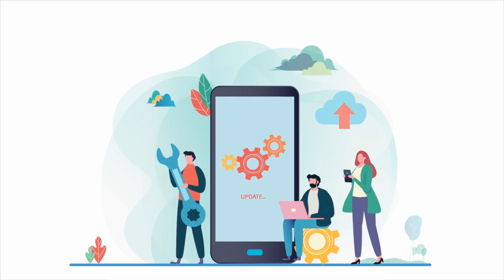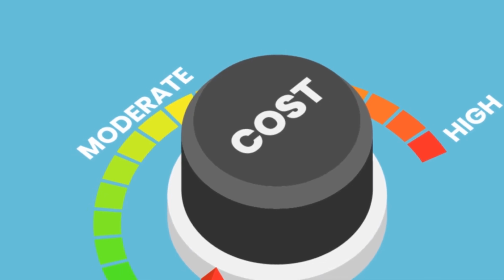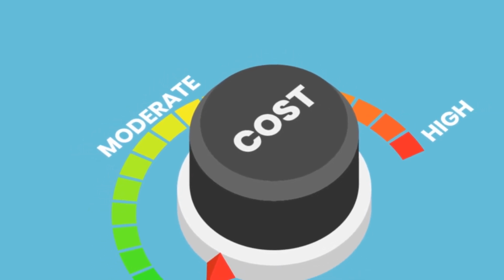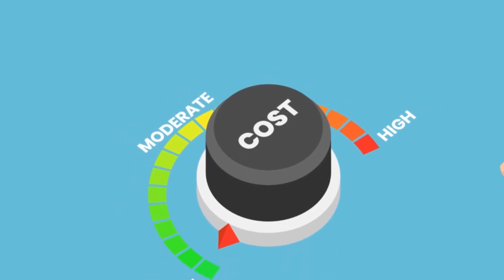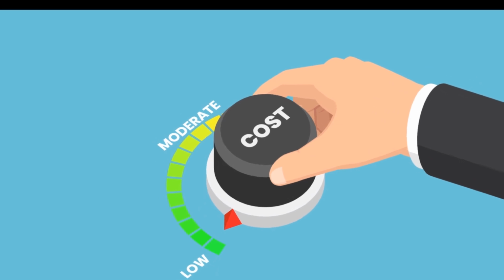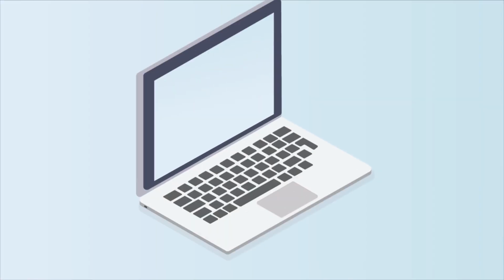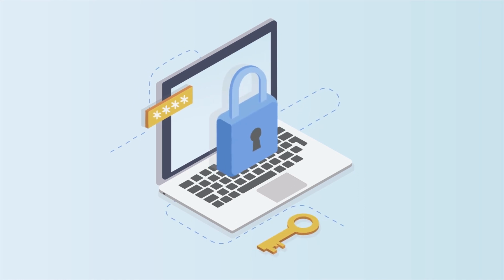Low overhead. PPTP isn't only the easiest protocol to install, it's also the most cost-effective because it doesn't require any public key infrastructure, PKI, to run. Fast connection speed. PPTP offers better internet connection speed than L2TP because of its low-level encryption.